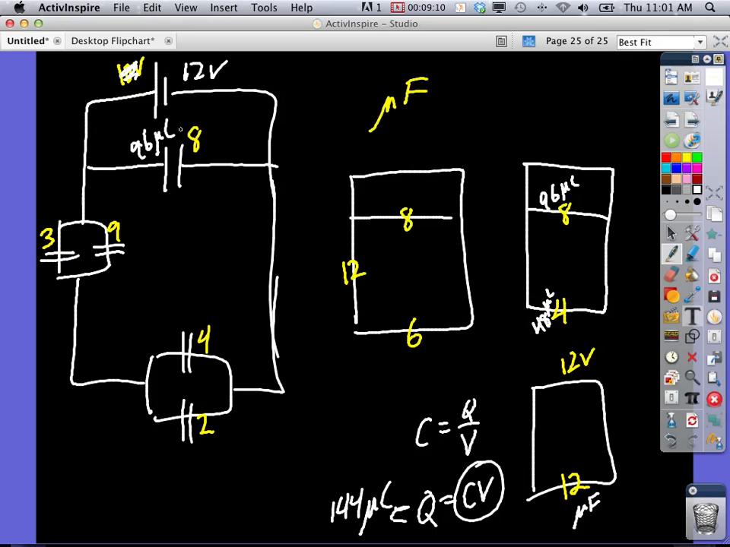This is 3 times as much as this. So this will be 12 microcoulombs, and this will be 36 microcoulombs. And then down here, this is twice as much as this, so this will be 16 microcoulombs, and this will be 32 microcoulombs. Okay? Wait, isn't it like 48? Is that it? Yeah, 48. Okay. Because the bigger capacitor has more charge.